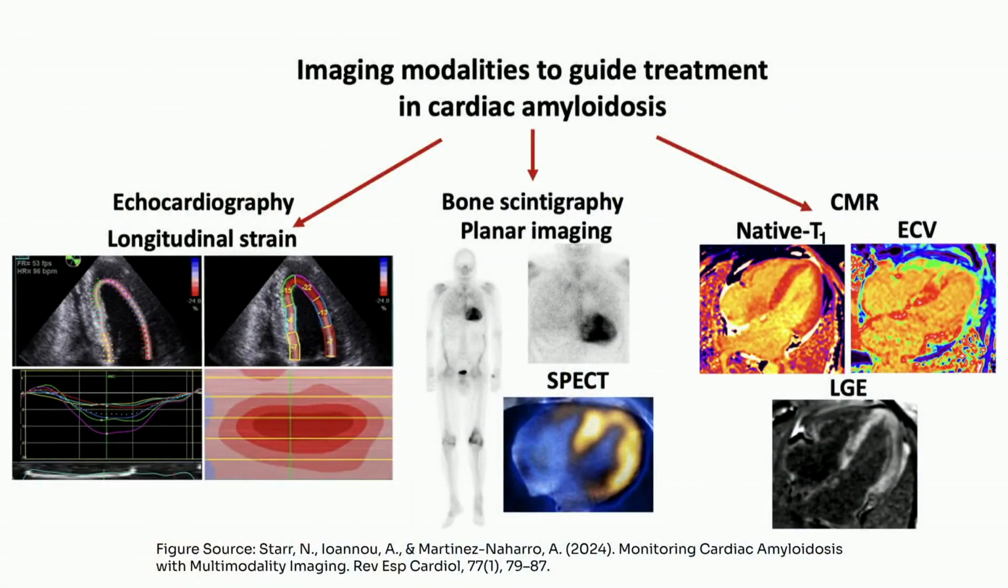A major advancement in recent years has come from cardiac imaging. This has been particularly valuable in diagnosing cardiac amyloidosis, especially in patients with transthyretin amyloid cardiomyopathy, ATTR-CM. Thanks to improved imaging modalities like cardiac MRI and nuclear scintigraphy, clinicians can now better detect myocardial amyloid deposits, which were often missed in the past.